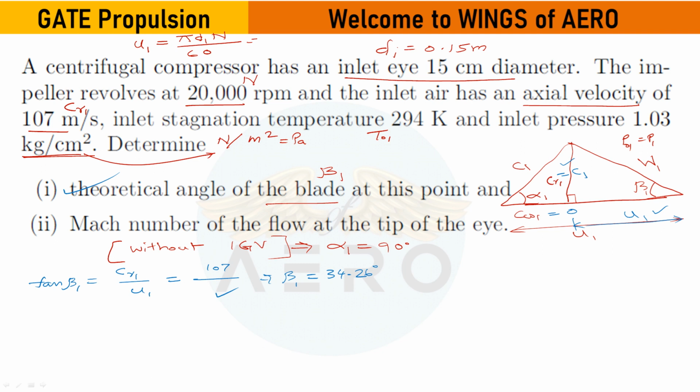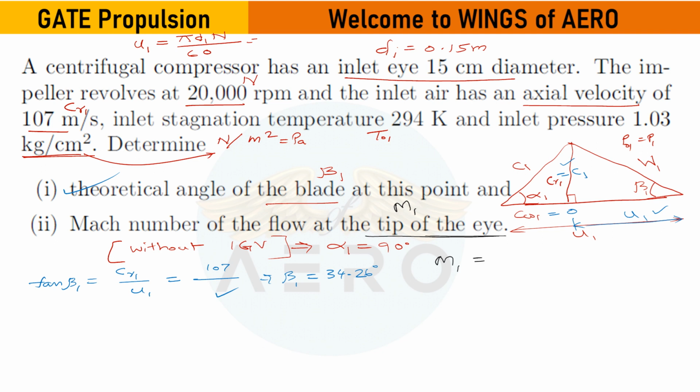Tell me what you have to find over here. Static temperature? No, what is the value you have to find here? My question is what you have to find. Whether you have to find M1, because they are asking for a Mach number of the flow, right? So Mach number of the flow, M1 or M2, what you have to find? M1. Exactly, M1. We have to find M1.